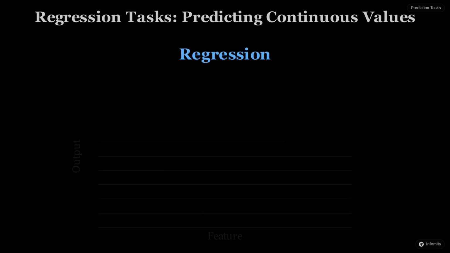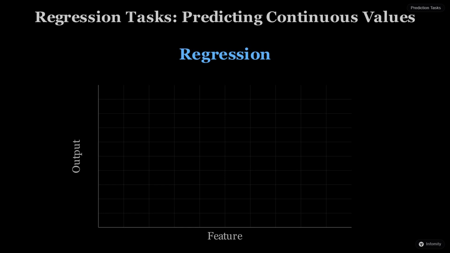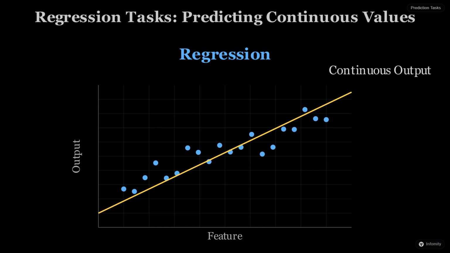Prediction tasks generally fall into a few main categories. The first type we will look at is regression. Regression tasks are all about predicting a continuous numerical value. This means the output can be any number within a certain range, like predicting a house price of $355,000.75, or forecasting the temperature in degrees Celsius. On a graph, you might see input features plotted against their corresponding output values, and a regression model tries to draw a line or curve that best fits these data points, allowing us to predict new values.